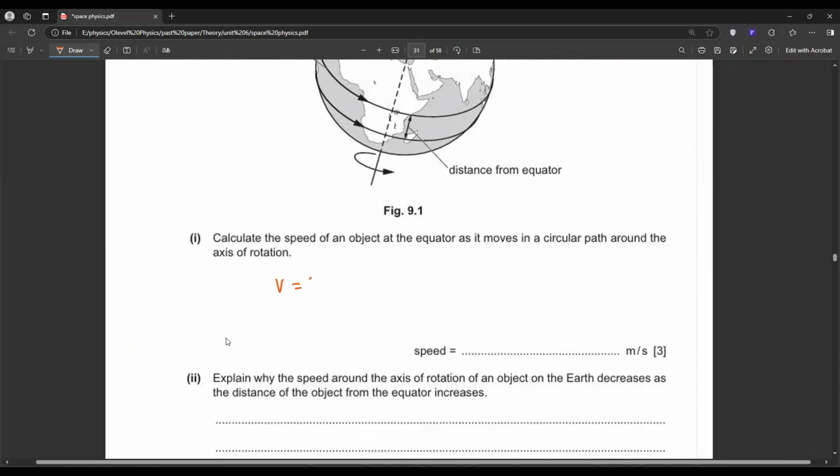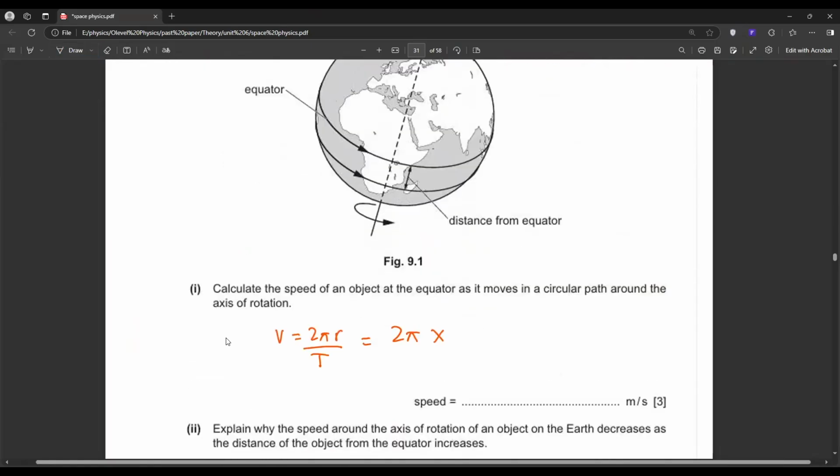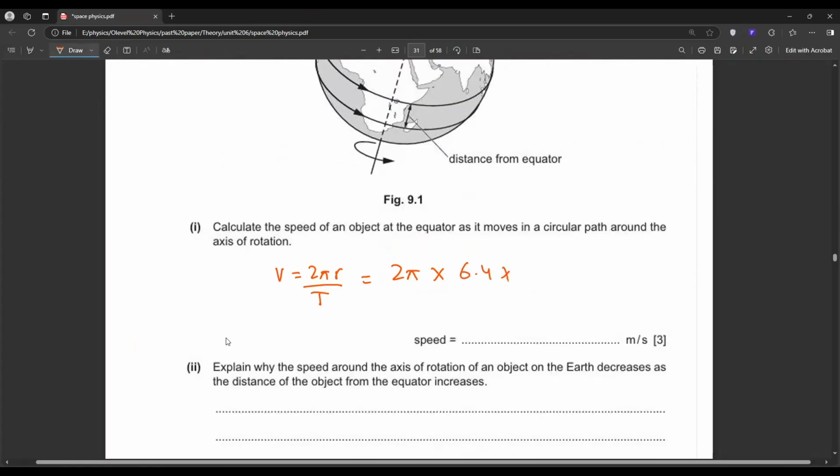So again, orbital speed formula 2 pi r over time period T. What is r here? R is 6.4 into 10 raised to the power of 6. What is the time period? 24 hours. 24 into 60 minutes in each hour into 60 seconds in each minute. Can you calculate the orbital speed here? 2 pi into 6.4 into 10 raised to the power of 6 divided by what? 24 into 3600. Your answer comes out to be 465 m s^-1. Let's further move ahead.